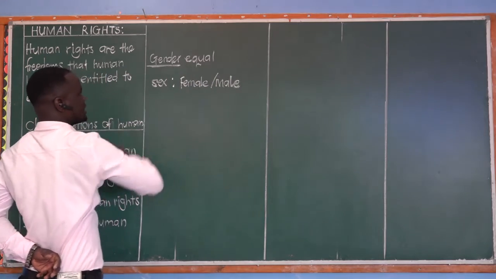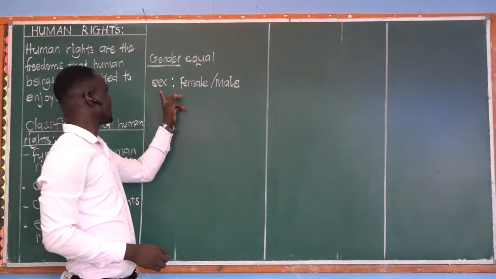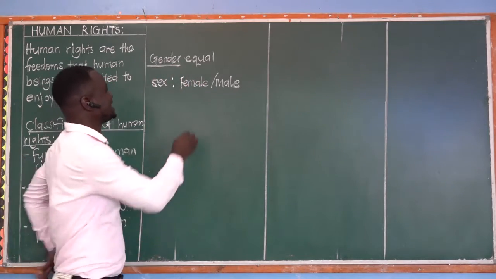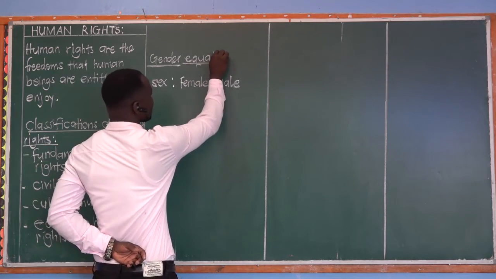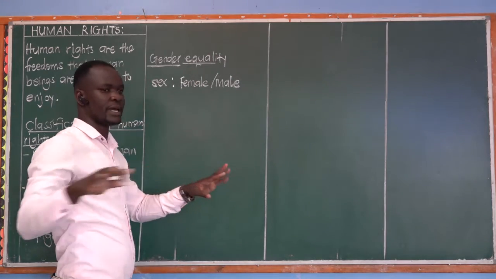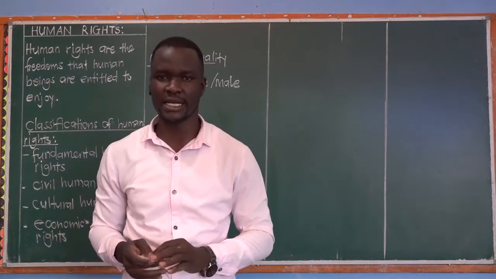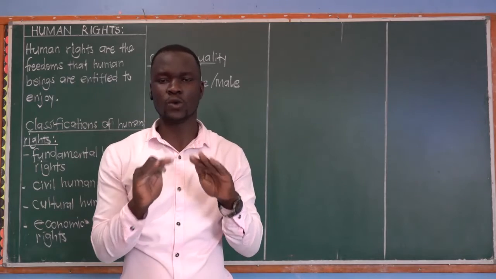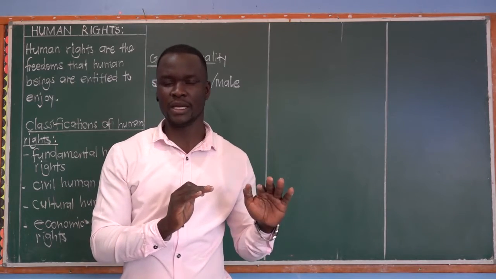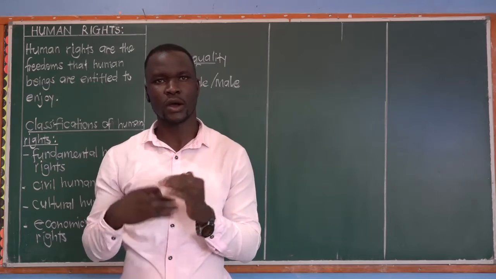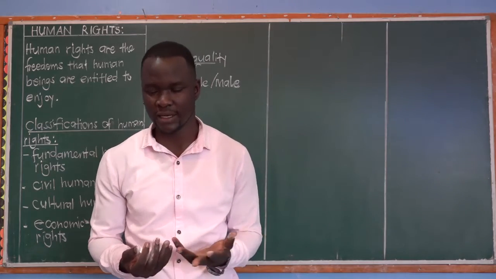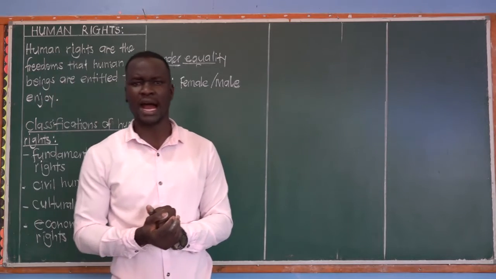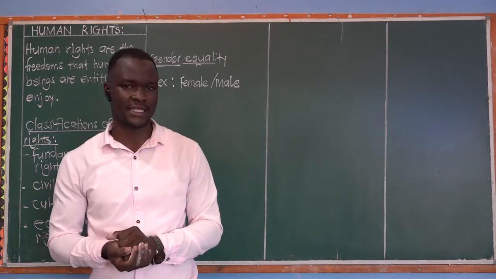Now, gender equality, remember we have said gender refers to the sex of a person, a male or female, and then equality comes from the word equal, which means to put people at the same pace or at the same line without discriminating others. So when we talk about gender equality, we are looking at having equal rights for both the women and the men, without discriminating the other sex. So that is what we call gender equality. So women have the right to have that.